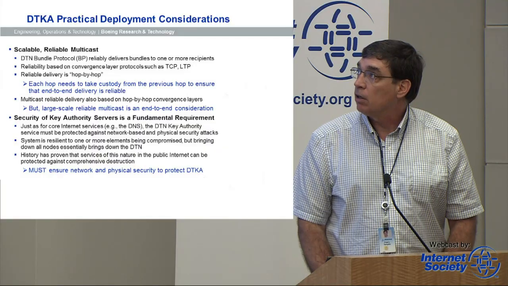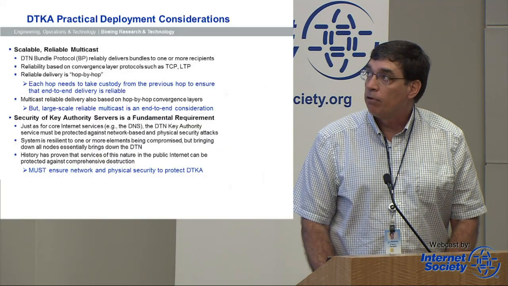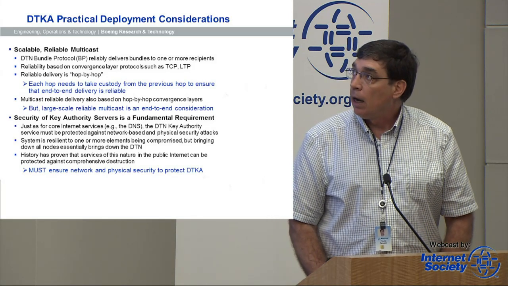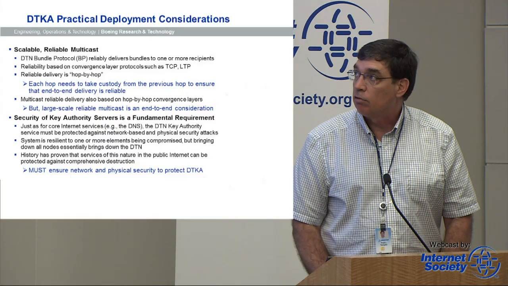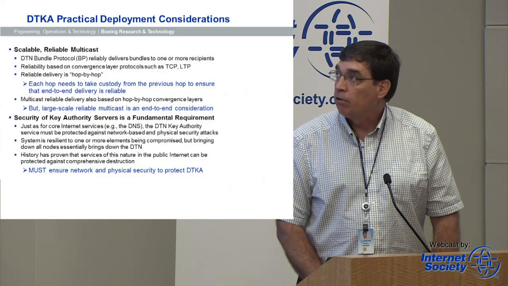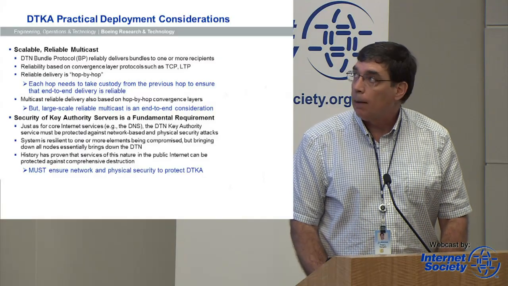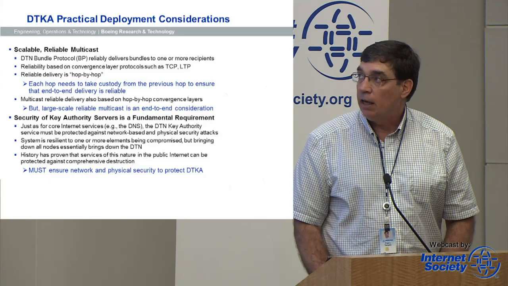Reliability is based on convergence layer protocols such as TCP and LTP. And reliable delivery is hop by hop. Each hop needs to take custody from the previous hop to ensure that end-to-end delivery is reliable. Multicast reliable delivery is also based on hop-by-hop convergence layers, but large-scale reliable multicast is an end-to-end consideration.